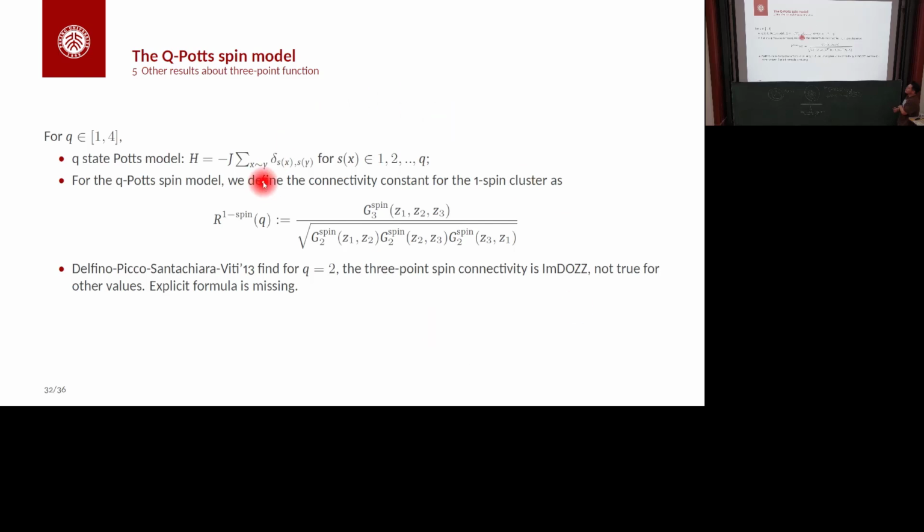Finally, I want to mention another result. Before, we considered the percolation cluster or the FK cluster. The final result is where we want to consider the Q-Potts spin model. For example, in the 3-Potts model, you have different colors. You can put the spin with some label 1, 2, 3, and you want to consider the spin cluster. We can define a similar connectivity constant which is given by several points in the spin cluster. For Q equal to 2, which is the Ising case, this is known to coincide with the imaginary DOZZ. But this is not true for other Q. The explicit formula is missing even in the physics literature.